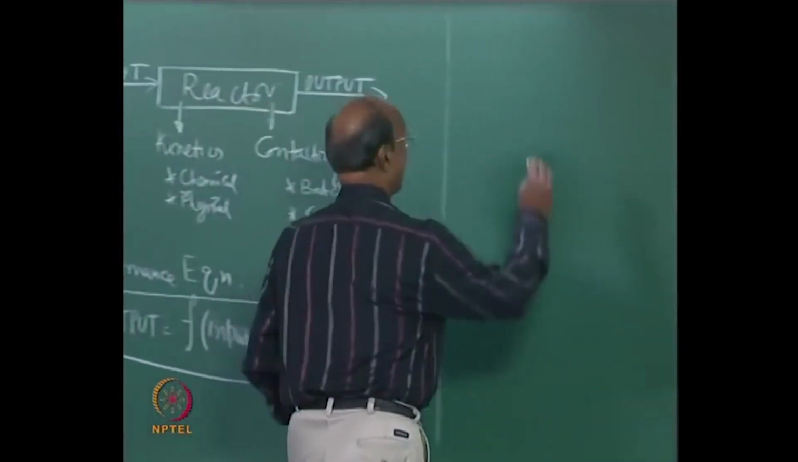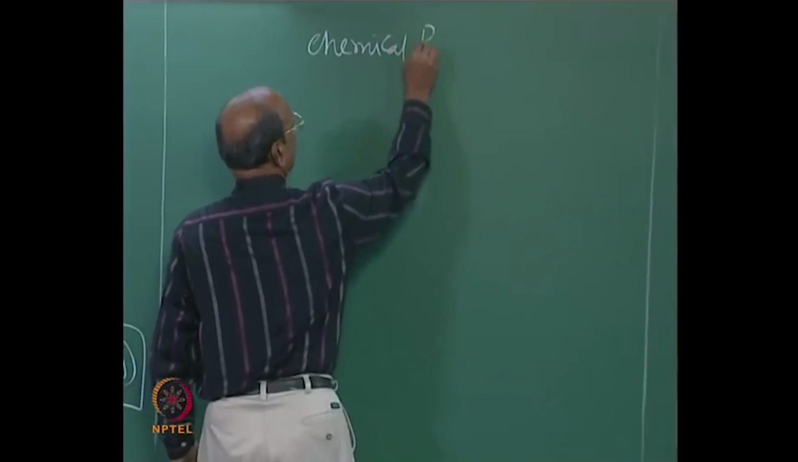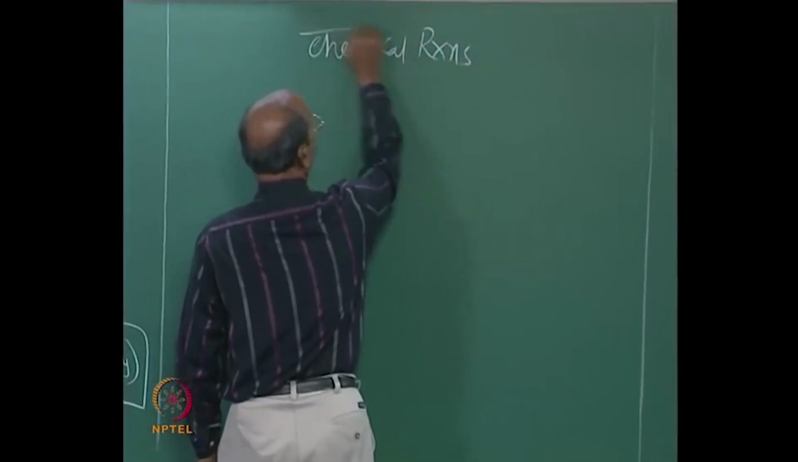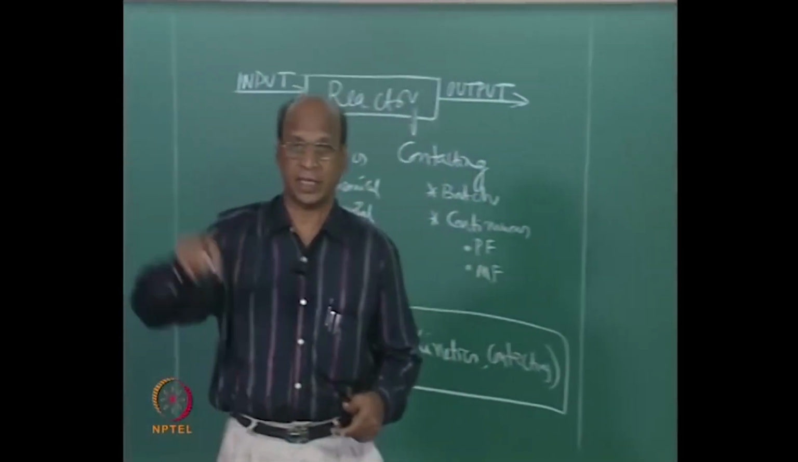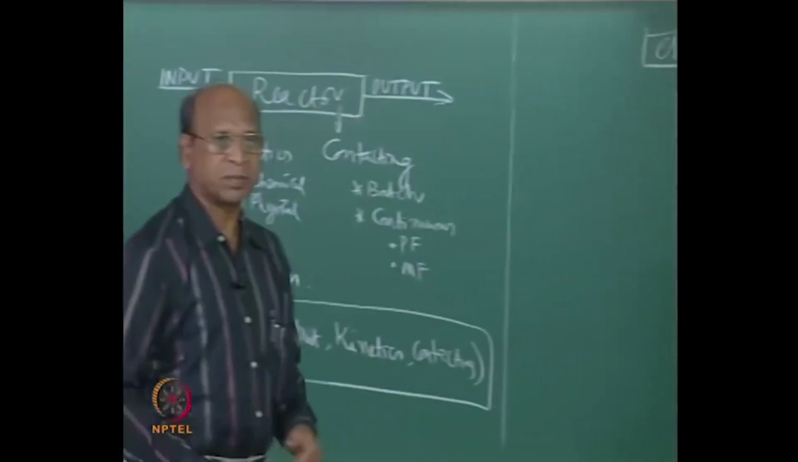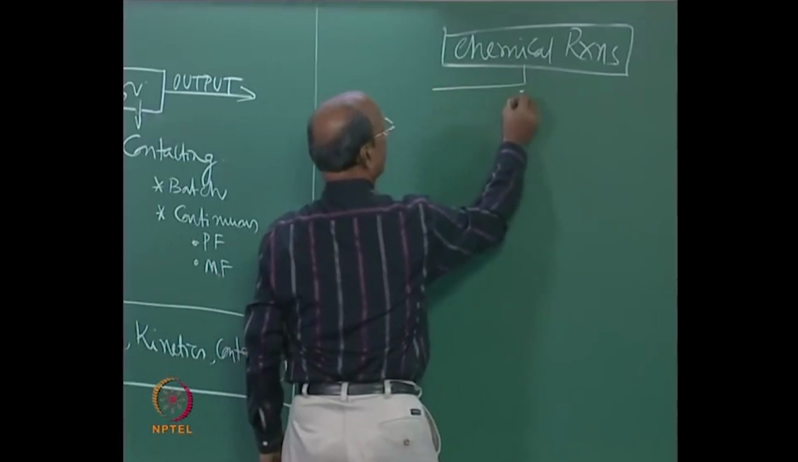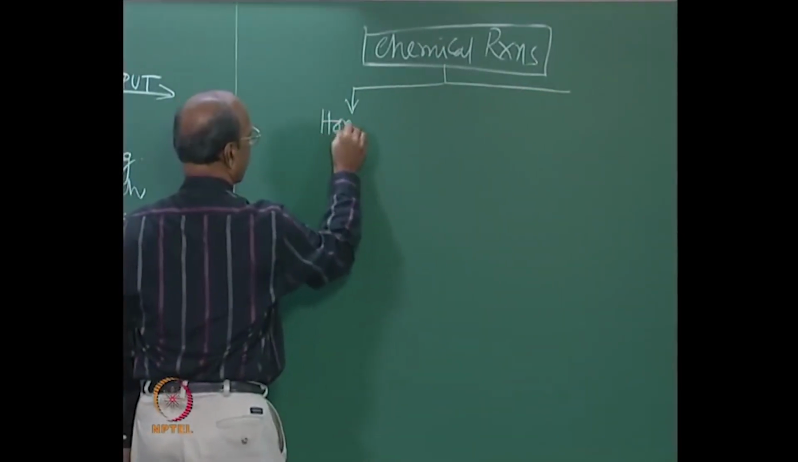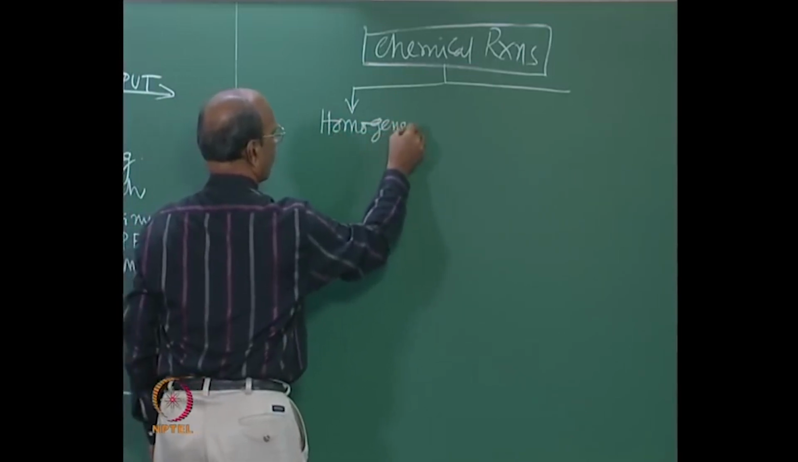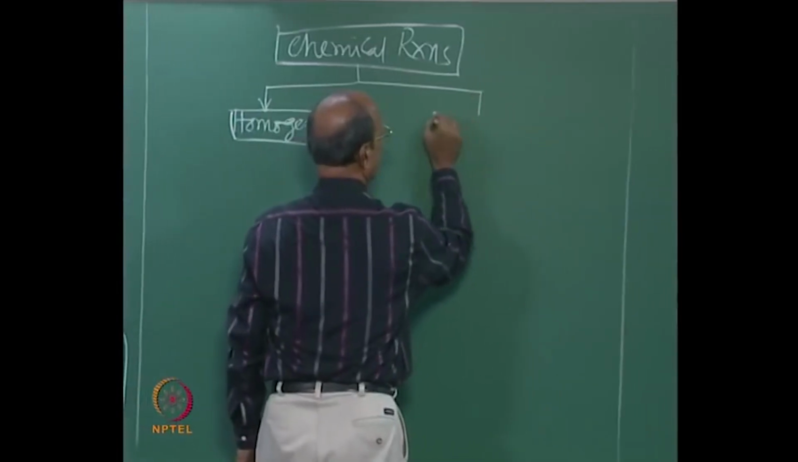So, we can now divide these chemical reactions, now short form RXN, like action TV you have AXN. So, like this here, reaction, right, RXN means reaction. Okay. Now, chemical reactions can be divided into homogeneous and heterogeneous.